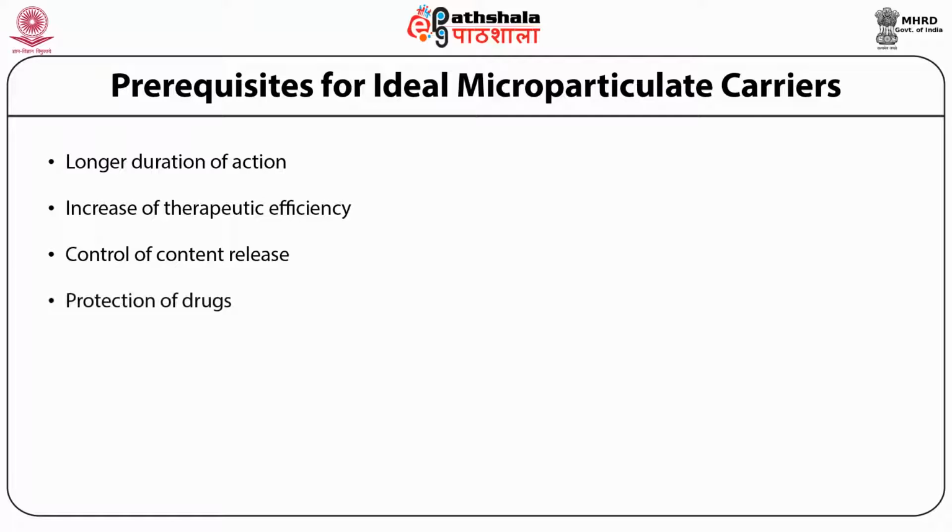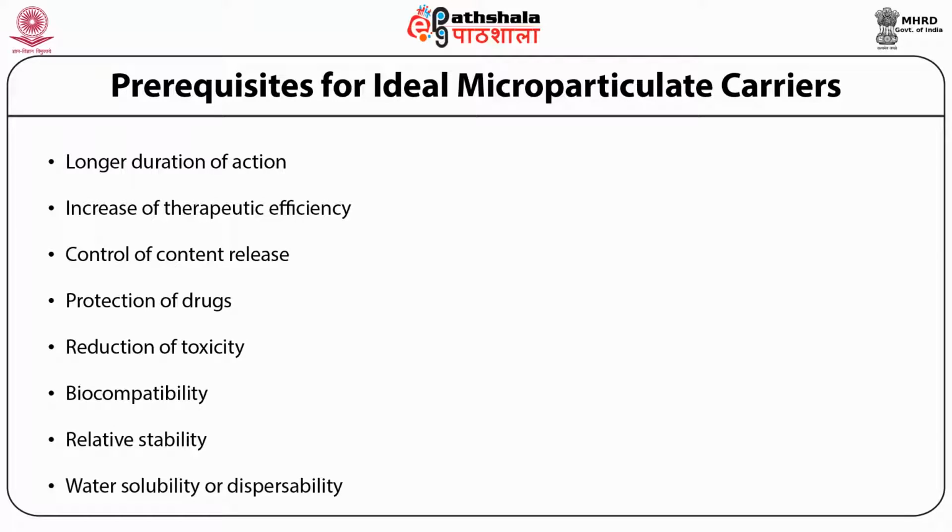Then the drug should also be protected against atmospheric oxygen, it should be protected against the acidic environment, it should be protected against the alkaline environment, wherever the drug is sensitive to degradation. Then it should also be possible to reduce the toxicity. First, the carrier should be non-toxic in nature, and secondly, it should also reduce the side effects by controlling the release. Then the material which we are using as a carrier should be biocompatible, inert, non-toxic, stable, and preferably water dispersible or water soluble, so it can be given by oral route.